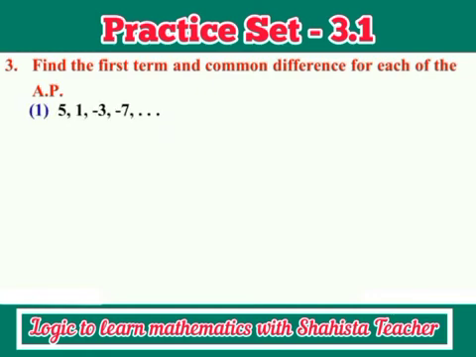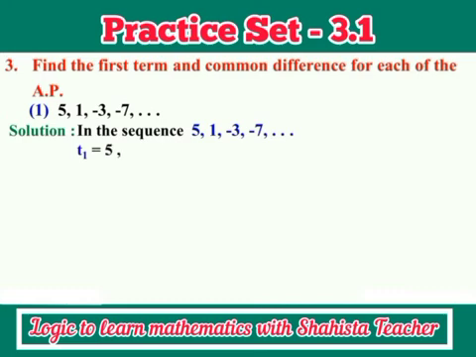So sub question 1 says 5 comma 1 comma minus 3 comma minus 7 and so on. So in the sequence 5, 1, minus 3, minus 7 and so on, here T1 is equal to 5, T2 is equal to 1, T3 is equal to minus 3 and T4 is equal to minus 7. Now T2 minus T1 gives us 1 minus 5, that is equal to minus 4. We give the negative sign because it is the greater number's sign.